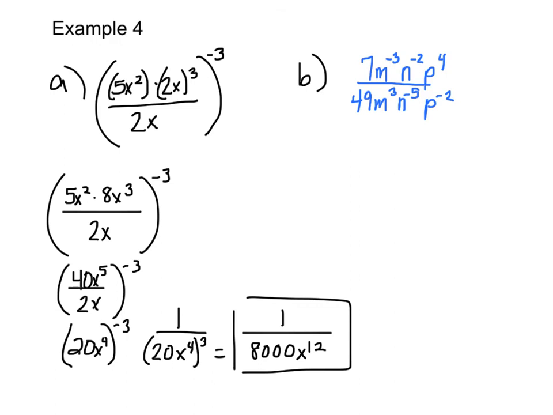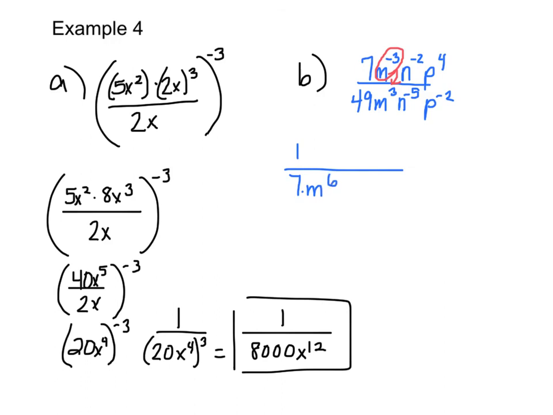Example B, 7m to the negative third, n to the negative second, p to the fourth, all divided by 49m to the third, n to the negative fifth, p to the negative 2. The first thing I will do is I will simplify 7/49. That would be 1/7. I then go and let's start simplifying. So I have m to the negative 3, which is going to move down. There's already 3 on the bottom. So if there's already 3 on the bottom, that's going to give me on the bottom m to the 6th.